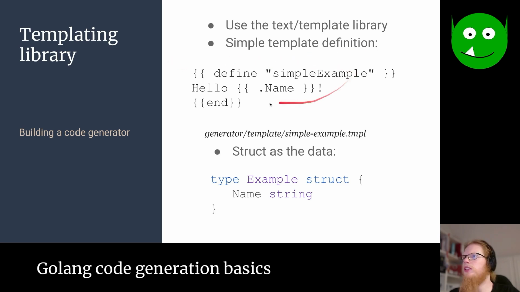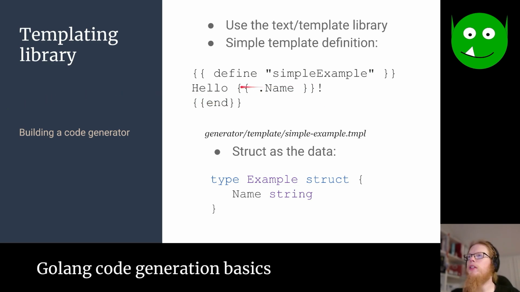You would put this, for example, in your generator template directory, in a simple example .tmpl file in your project. And now, what does this mean? So define simple example starts a new template with the name simple example. And the end here marks the end of the template.